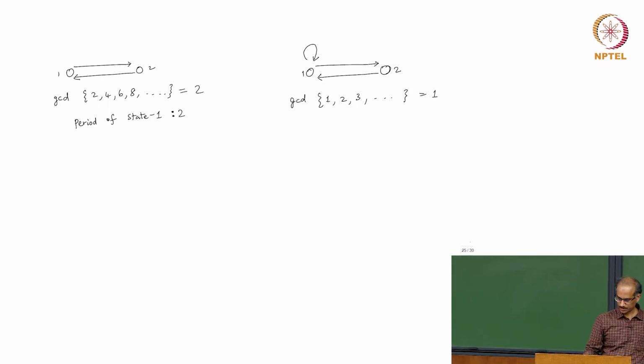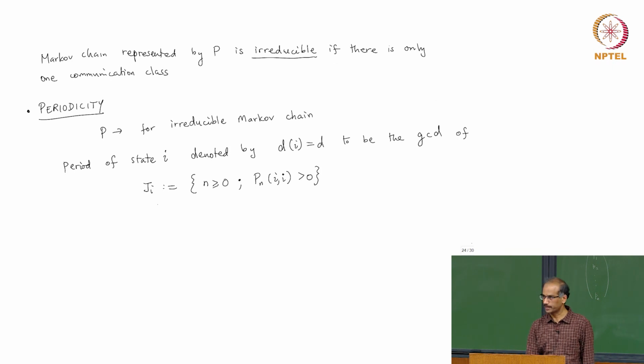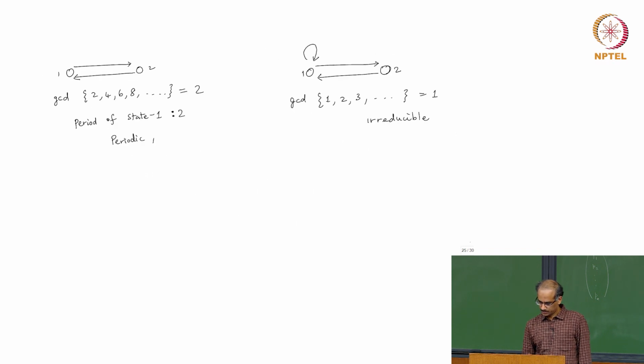So this is periodic, the first one. In other words, let me write it here itself. If your period is 1, then you would say that it's an aperiodic chain. Both are irreducible, which is true. Whereas this is a periodic chain and this is an aperiodic chain.